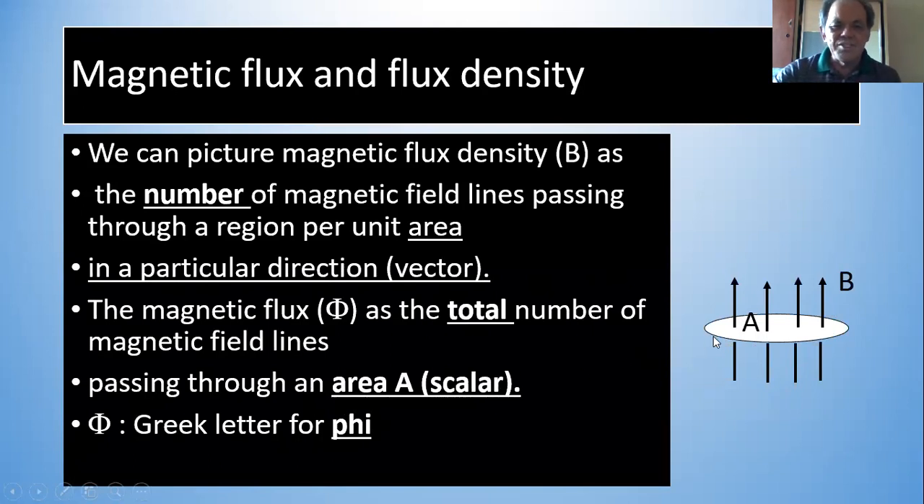The reason why we have a scalar: A is not a scalar. If you go to university, you learn that it's a vector. That's why vector times vector can become a scalar. But you don't need to go that far. You just learn to accept that B is a vector, and magnetic flux phi is a scalar. That's all.